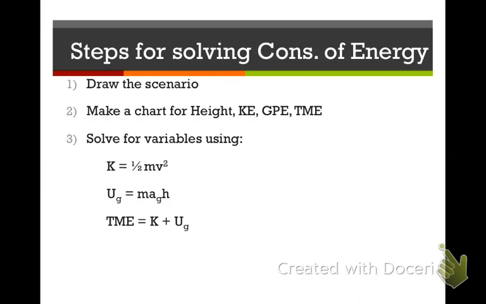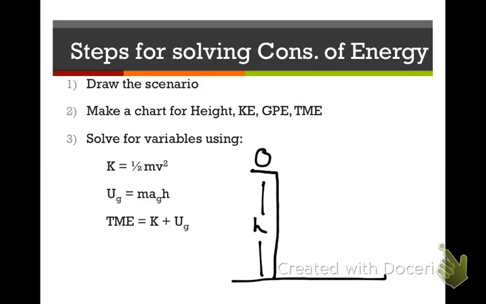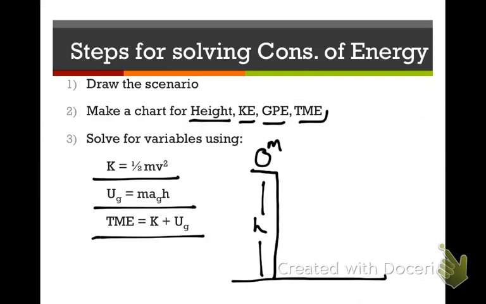Right. So when you're setting up these problems, take these steps for the conservation of energy problems. First, just draw your scenario. Sometimes I could just be drawing something at a height, labeling where the object is, what the height is, and anything else you need to know in terms of mass. Then you're going to make a chart using height, kinetic energy, gravitational potential energy, and total mechanical energy. I'll show you that chart in just a sec. It's on the next page. And then you're finally going to solve using our equations right here. All right?